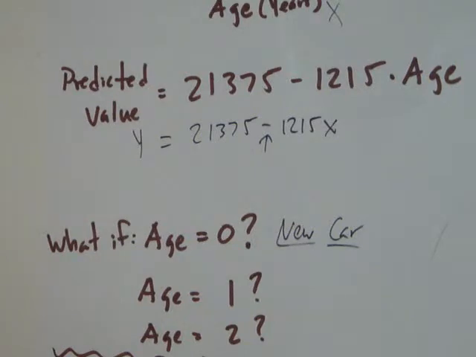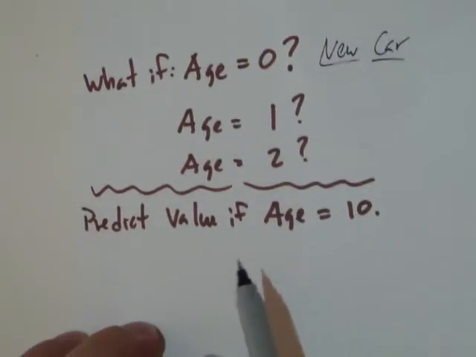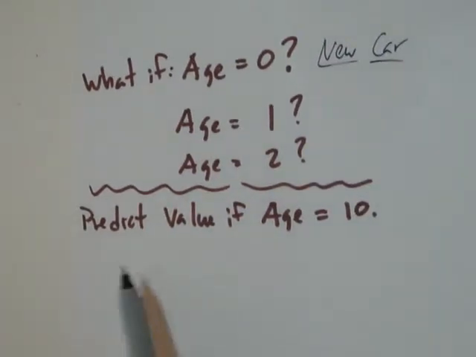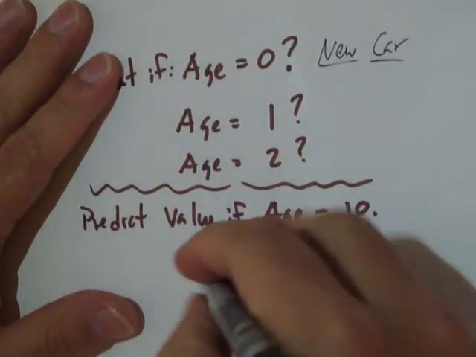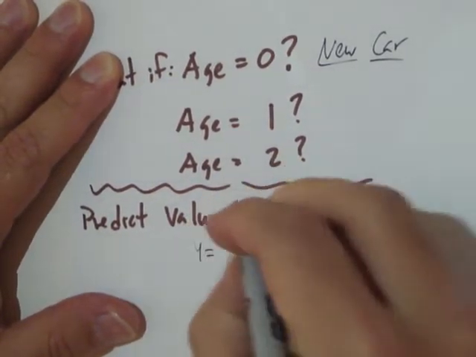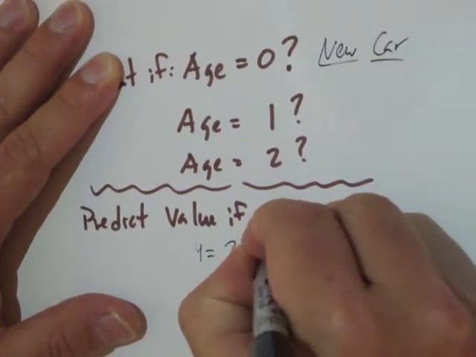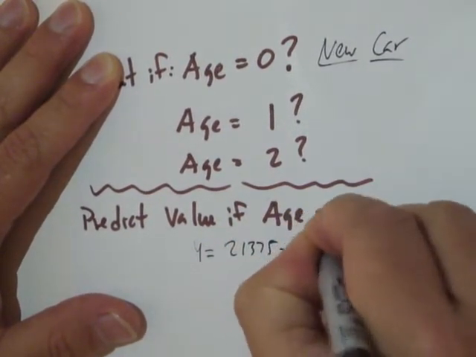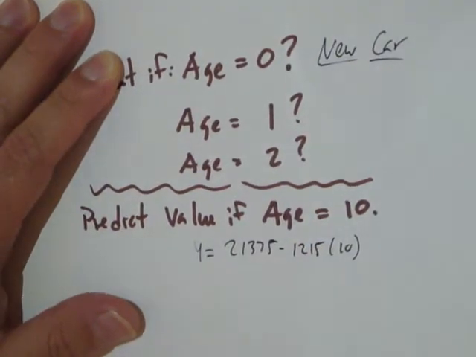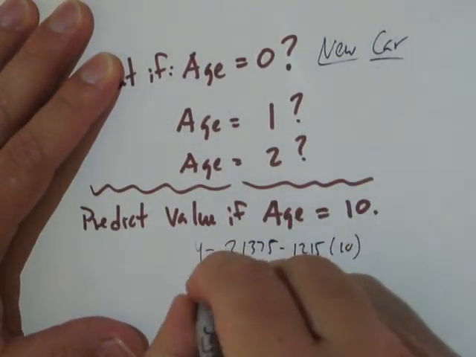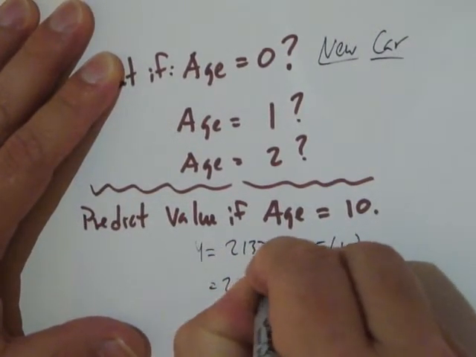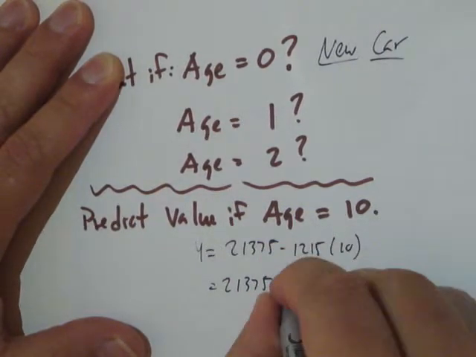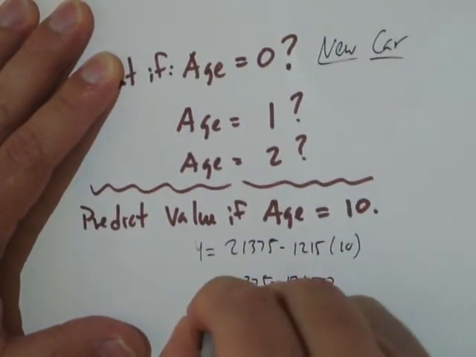Okay, and then to do a little bit of algebra, we can predict the value of the car when it's 10 years old. All we have to do is say, okay, y equals 21,375 minus 1215 times 10. We do the math, so that's 21,375 minus 12,150.